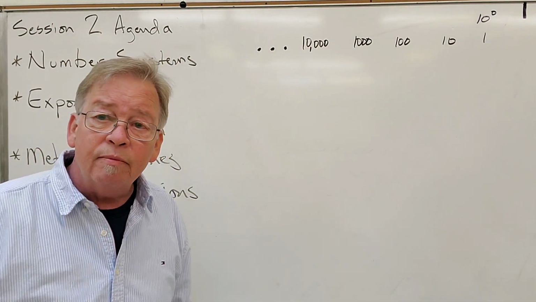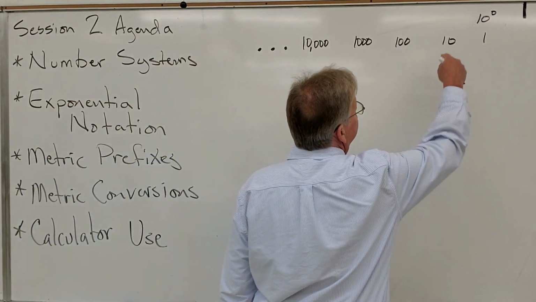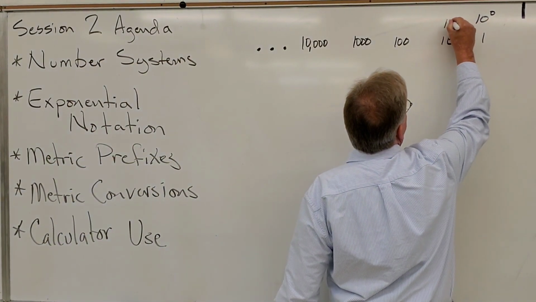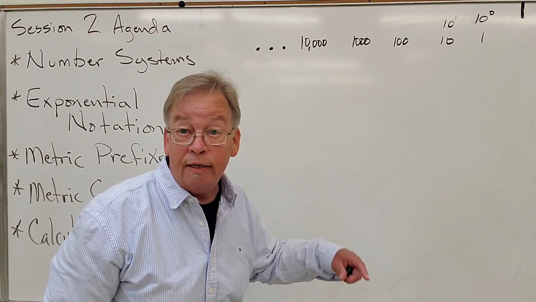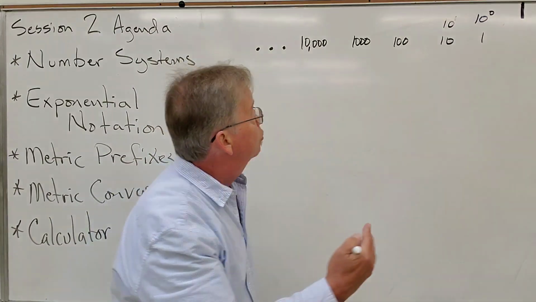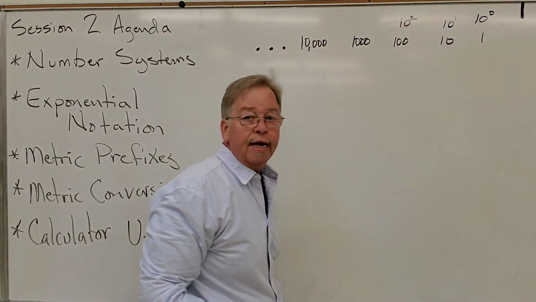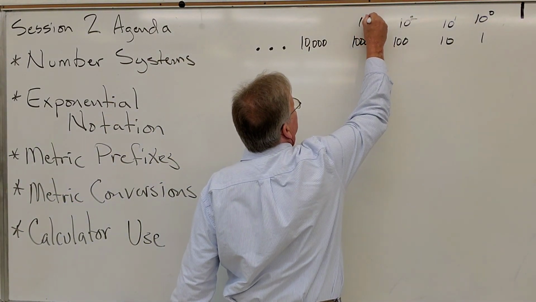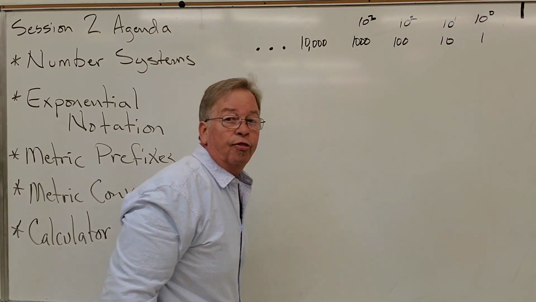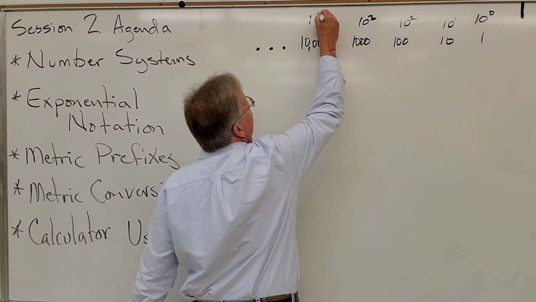And so how many times did I multiply 10 to get 10? Well, 1 time. So 10 would be seen as 10 to the first power. To get 100, 10 times 10, I multiplied 10 twice. 10 to the second power. How about 1,000? 10 to the third power. 10 to the fourth power.